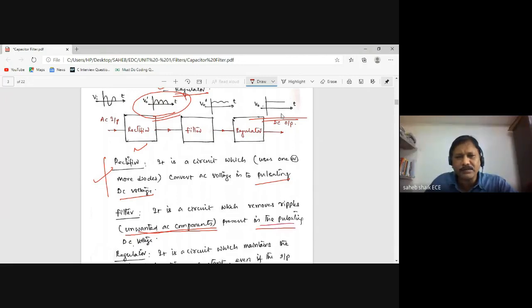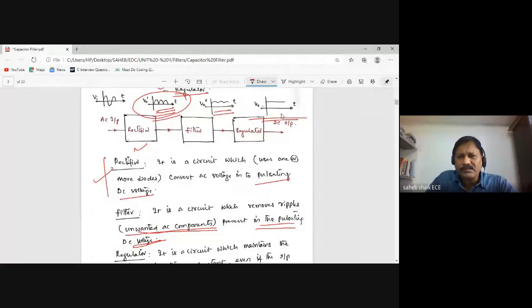In the pulsating DC, what do we have to remove? The unwanted AC components. If you see the waveform here, you can see the variation. After the filter, it is almost nearing a straight line, and you get this type of waveform.